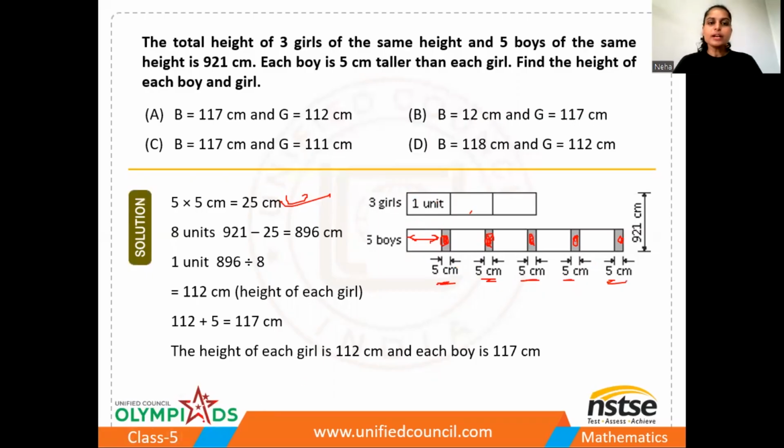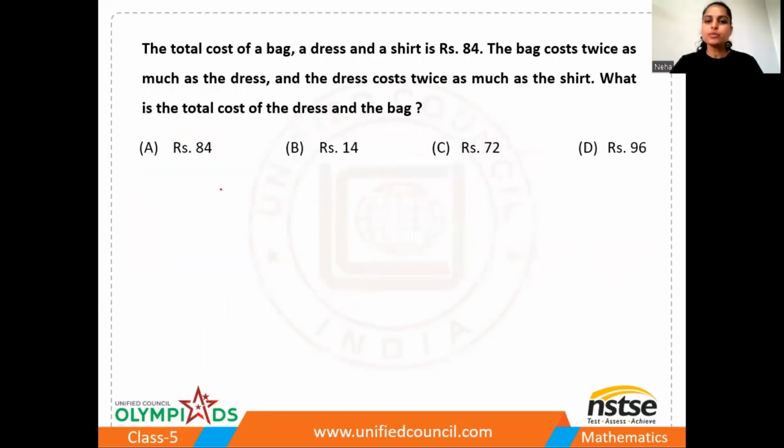Perfect. So 112 for the girl and 117 for the boy. Yes, option A is your right answer. Perfect. Alright, then let's move to the next question.